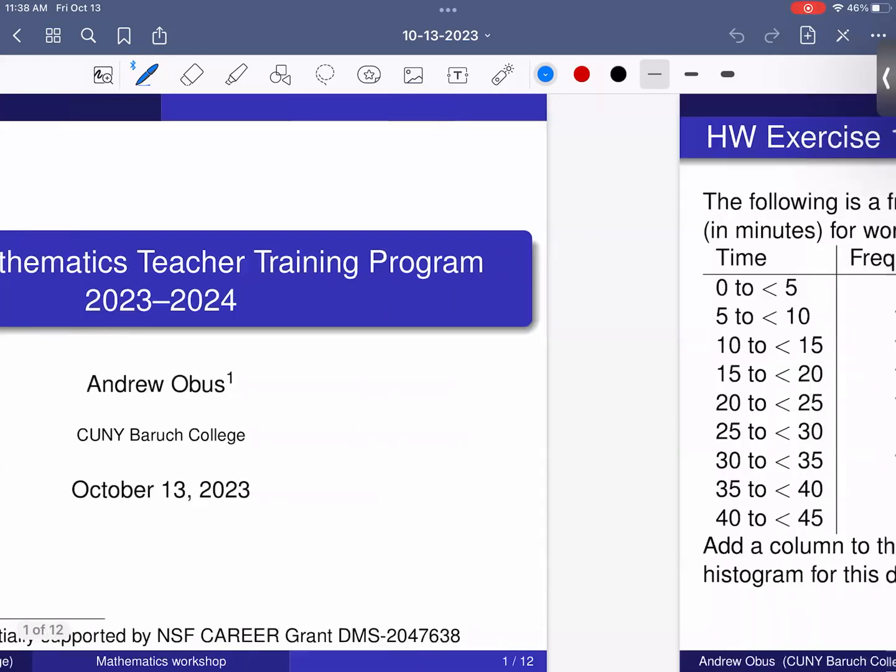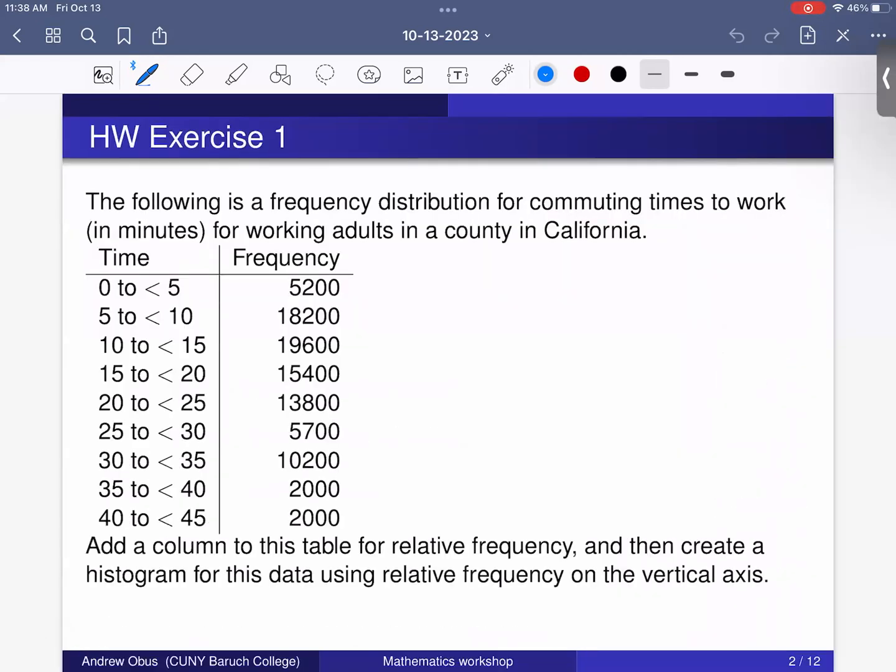Okay, so first, I just want to go over the homework exercises. And I think for this, it's going to be a little more convenient if I just kind of answer this just to make sure that we have enough time. So if you recall the homework exercise 1, we had a frequency distribution for commuting times to work in minutes from working adults in a county in California. And this is what we had, so 5,200 people commute 0 to 5 minutes to go to work, 18,200, 5 to up to 10 minutes, and so on.